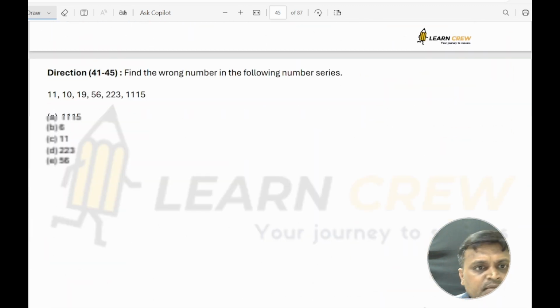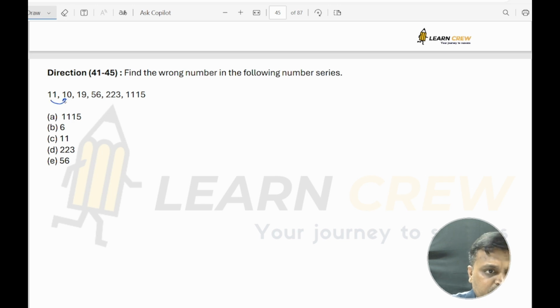Next, find the wrong number in the following sequence. 11, 10, 19, 56. So there is a sudden increase. You can find the sudden increase here, 200 suddenly becomes 1000, which means multiplication.